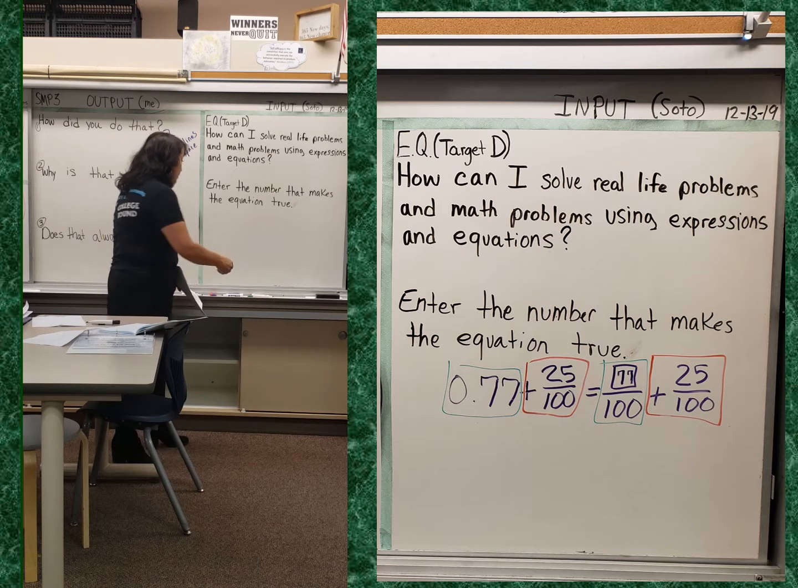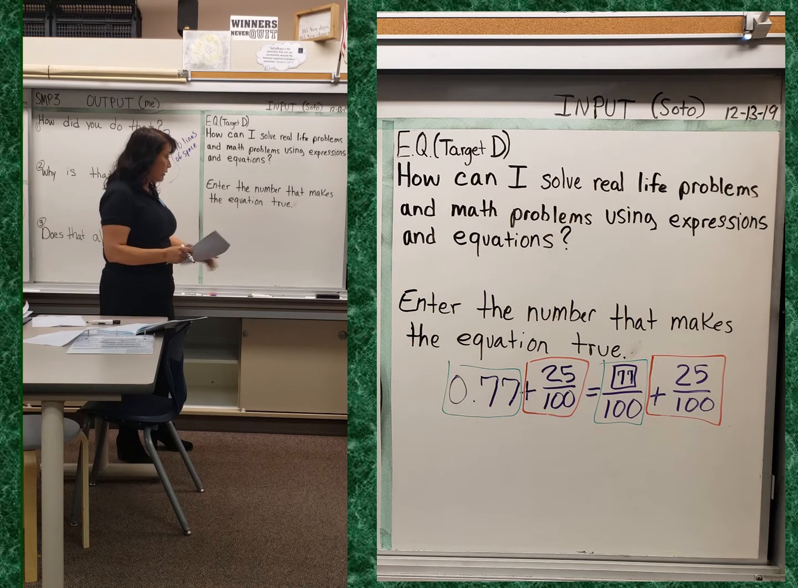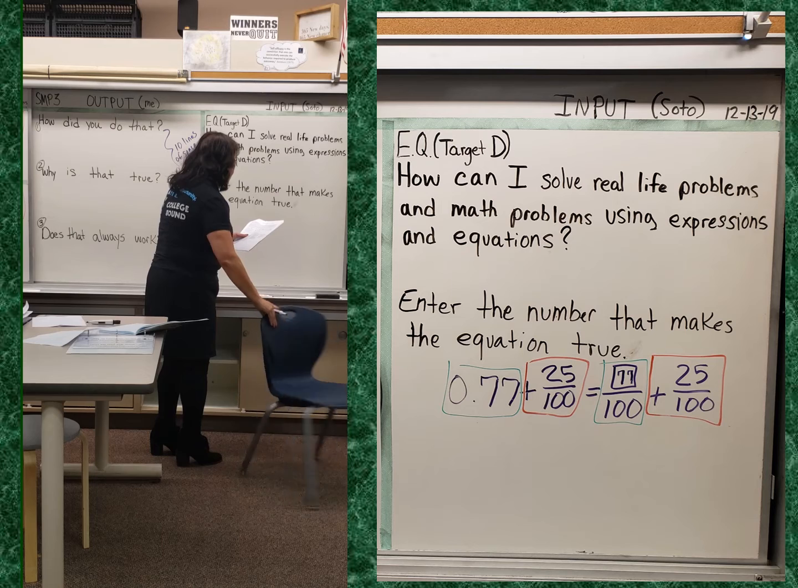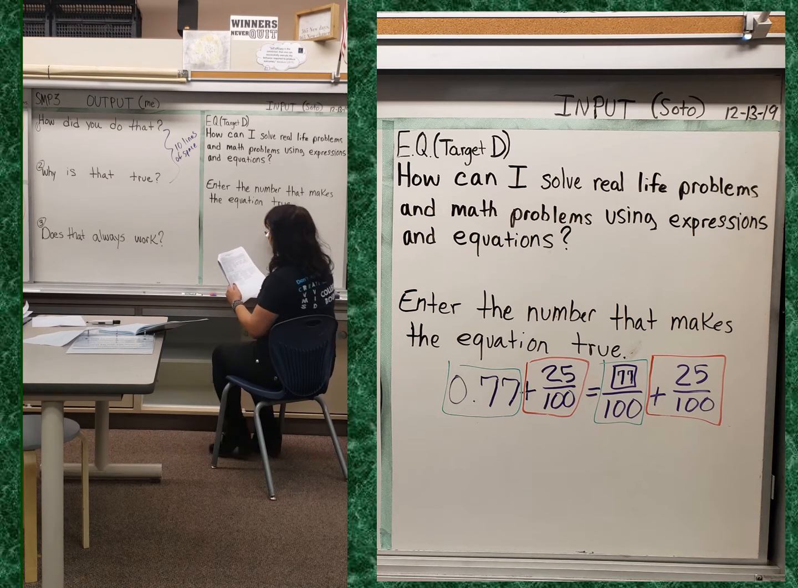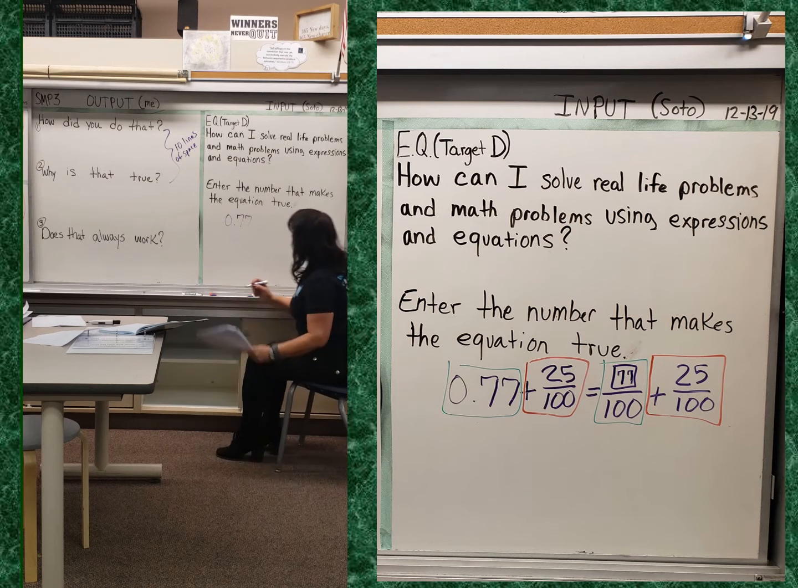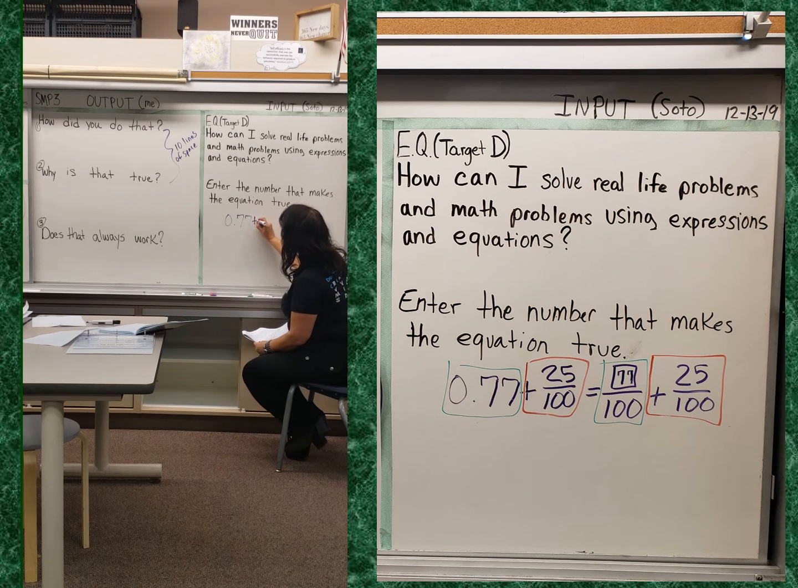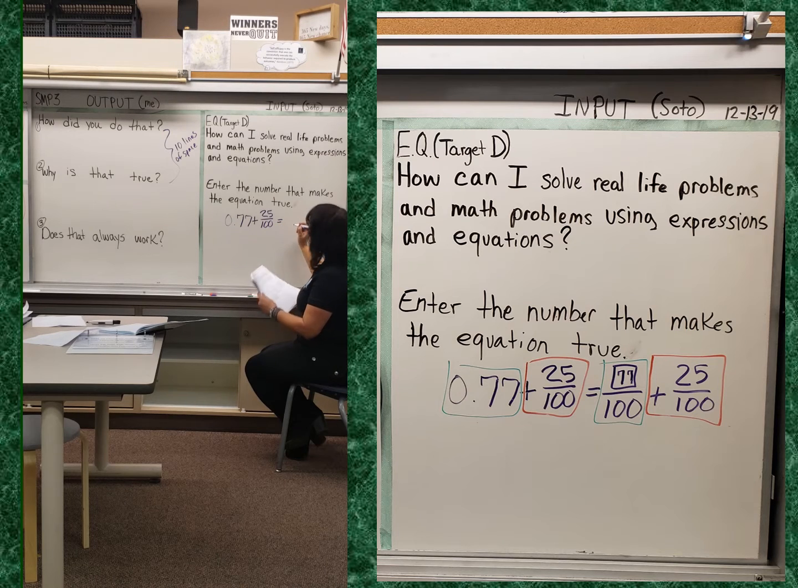So now I'm going to write the equation with my purple marker. I'm going to write it right here. I'm going to go ahead and pull this chair over, and I'm going to sit on it because I need to write this here. Okay, so here's the equation. We got to make it true. 0.77 plus 25 over 100, let me darken this up so you guys can see it, 77 plus 25 over 100 equals, well, we don't know, over 100 plus 25 over 100.